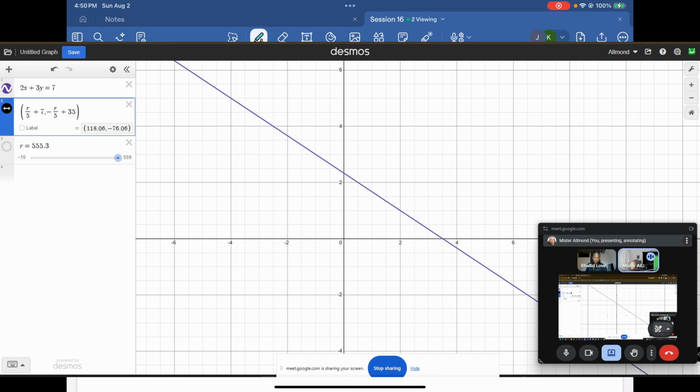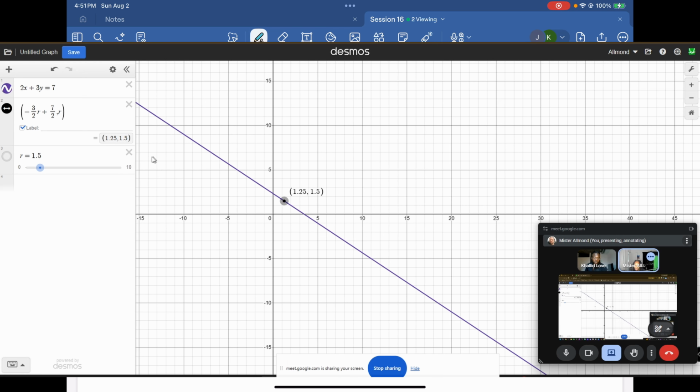Since we took it this far, we might as well show you what the right answer looks like. All right, so no matter what R is, that point is going to remain on the line. So that's how we know it's correct. For the Desmos heads out there, you go.